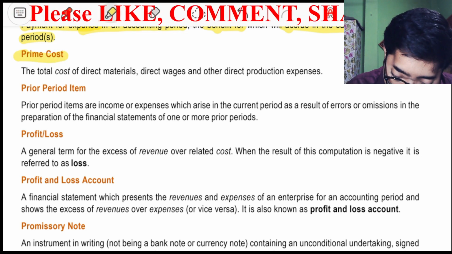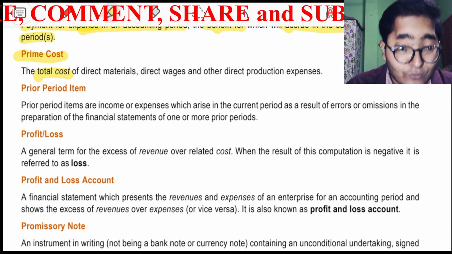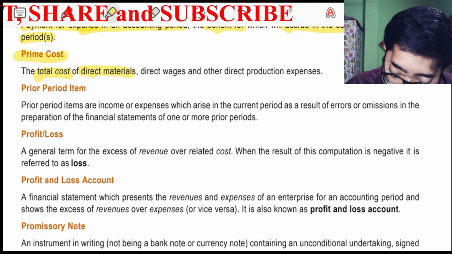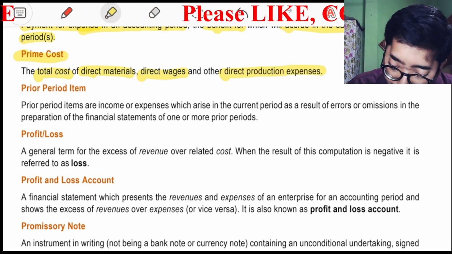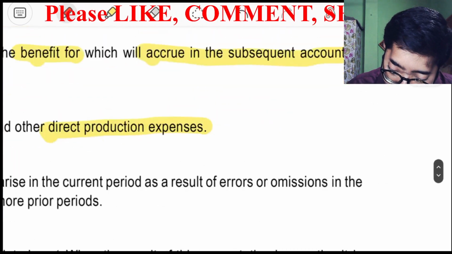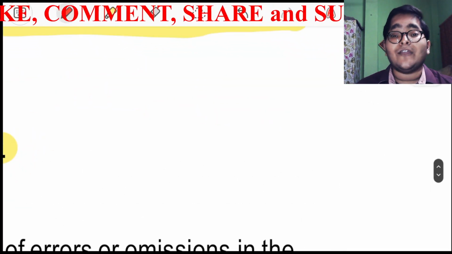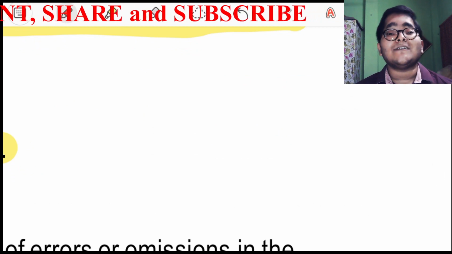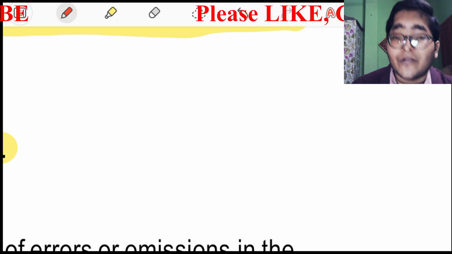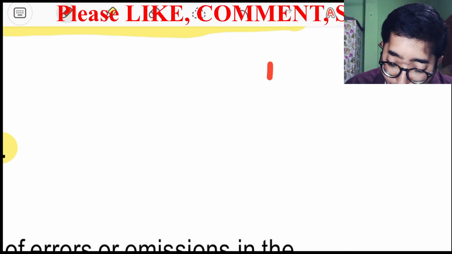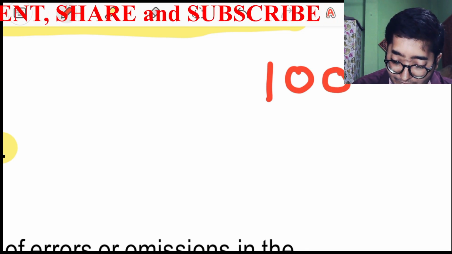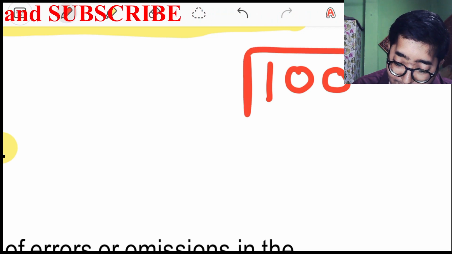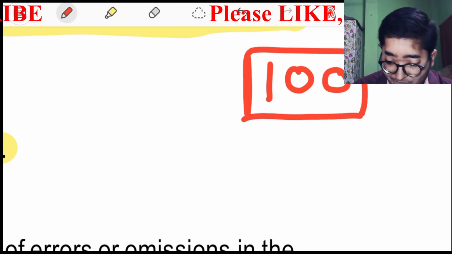So prime cost is the total cost. Prime cost is the total cost of direct materials, direct wages, direct production expenses. For example, I am producing a smartphone. Yes, I am a smartphone producing organization or company. To produce one smartphone, I am incurring a cost of rupees 100. The total expense of one smartphone is rupees 100.